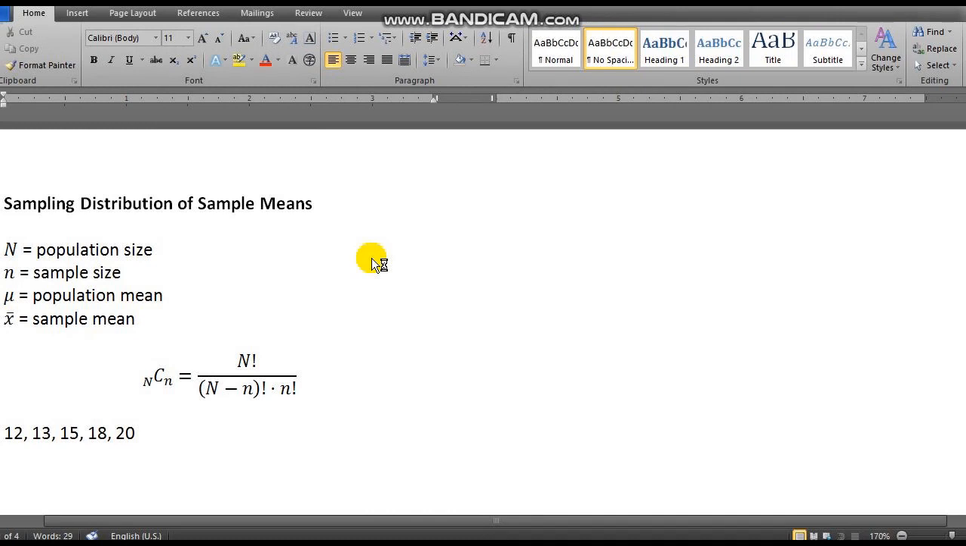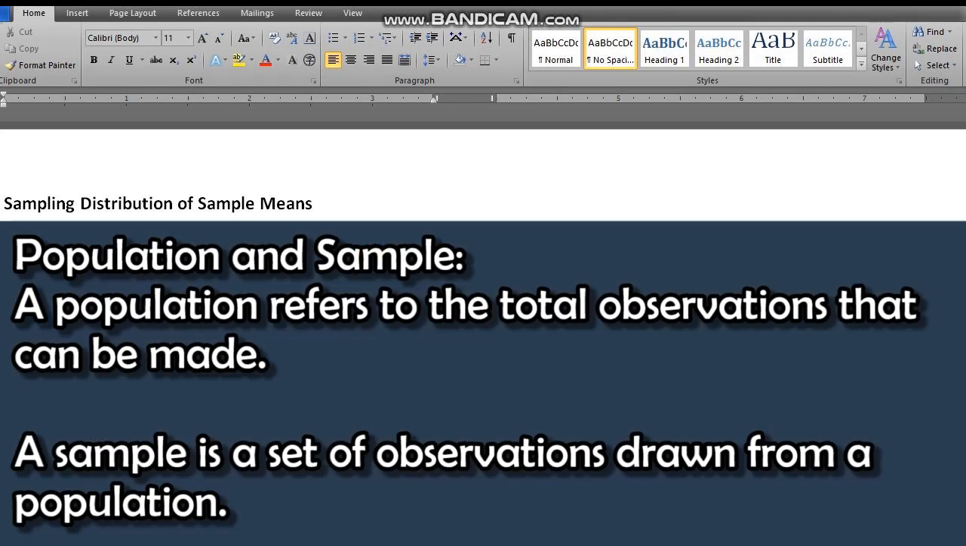Hey everyone, today we're going to talk about the sampling distribution of the sample means. So basically, the focus of our study will be the population and the sample. The population refers to the total observations that can be made. A sample is a set of observations drawn from a population.